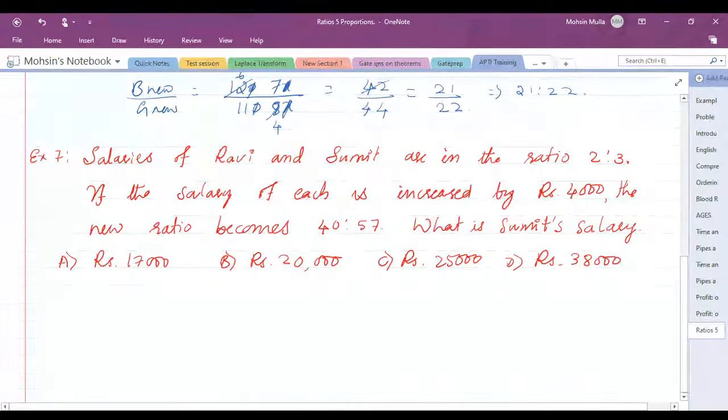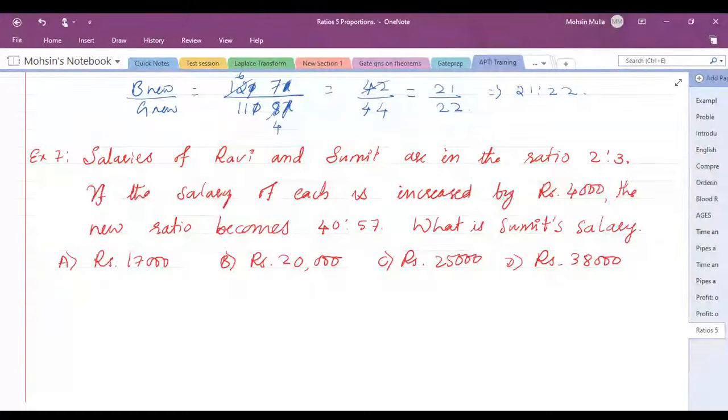So here salaries of Ravi and Sumit are in the ratio 2:3. First, in the beginning, if the salary of each is increased by rupees 4,000, the new ratio becomes 40:57. What is Sumit's salary?